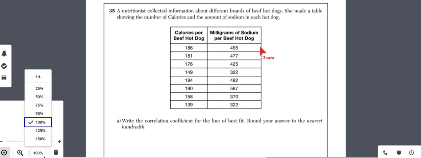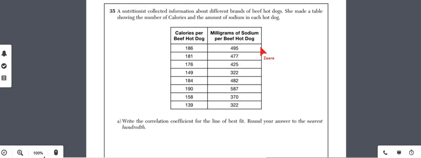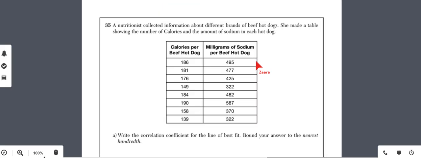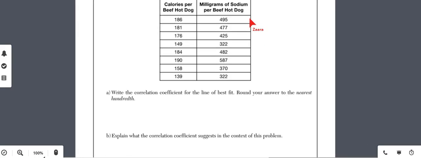Okay, so we are here. We are at this question. A nutritionist collected information about different brands of beef hot dogs. She made a table showing the number of calories and the amount of sodium in each hot dog. So calories per beef hot dog is here and the milligrams of sodium per beef hot dog is here. Now write a correlation coefficient.